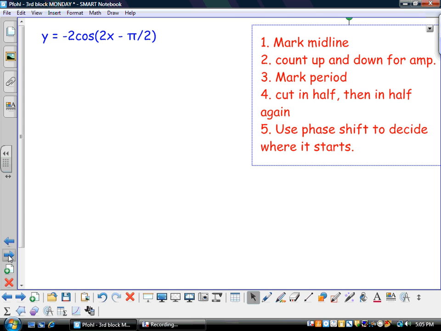Next graph in your packet, y equals -2 cosine of 2x minus pi over 2. Just like before, take a minute, see if you can figure out the amplitude, period, vertical shift, and phase shift for this graph. Once you have that part, start the video again. We'll make sure that you're right. Then we'll pause it again and see if you can do the graph on your own this time. So pause it and find those 4 important features.